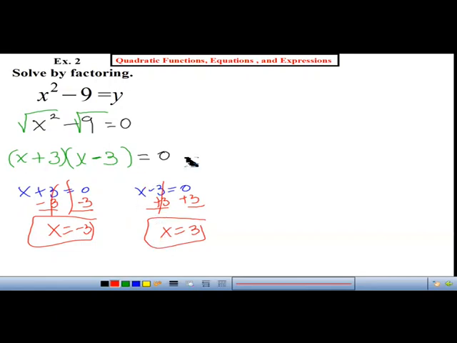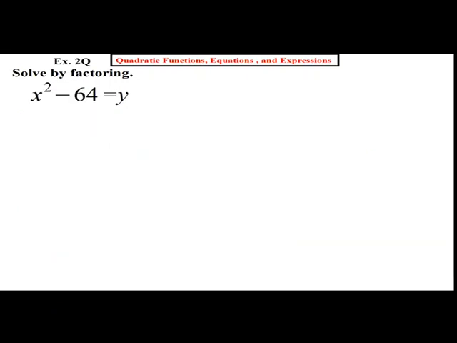Okay, let's see if you can do one by yourself. Copy this next one. Example 2Q. We got x squared minus 64 equals y. And solve by factoring. Go.